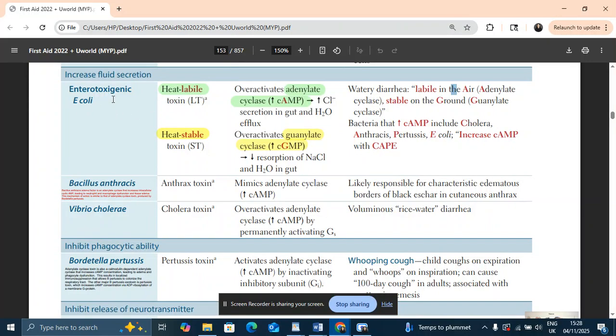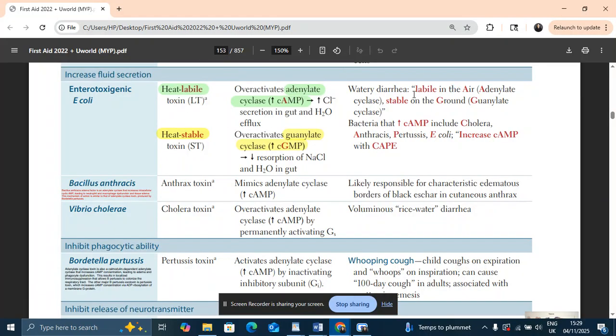So what you should remember from an exam point of view is that enterotoxigenic E. coli produces 2 types of toxins: heat labile toxin and heat stable toxin. Heat labile and heat stable toxins have different mechanisms of action, but they cause the same disease. Enterotoxigenic E. coli causes watery diarrhea by two different toxins: heat labile and heat stable toxin.